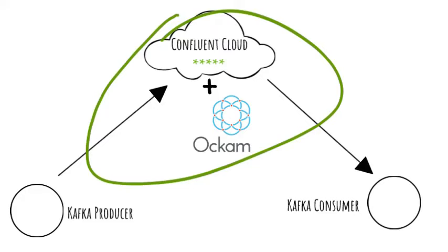Ockam's secure channels also regularly rotate authentication keys and session secrets. That means that if one of those session secrets was exposed, your total exposure window is limited to the small duration that secret was in use.